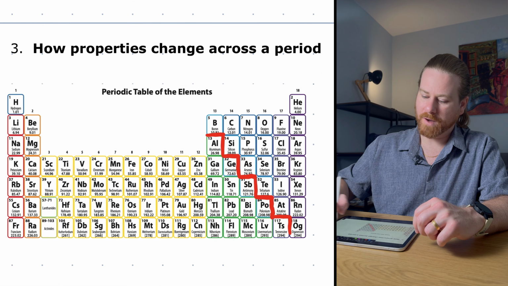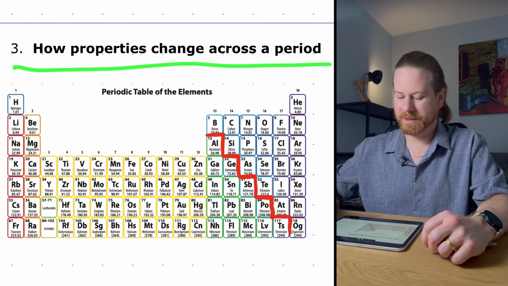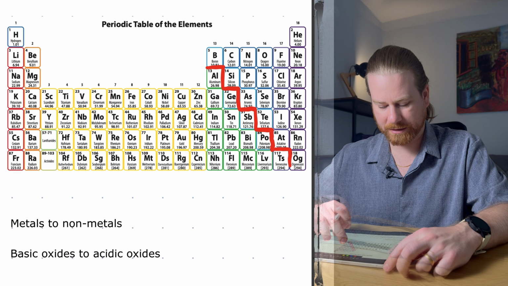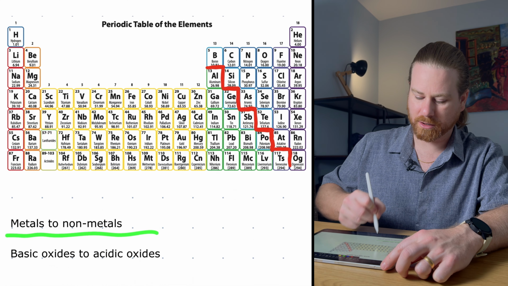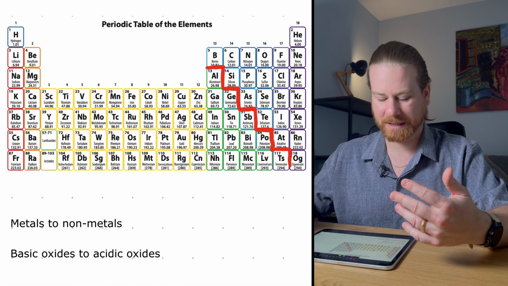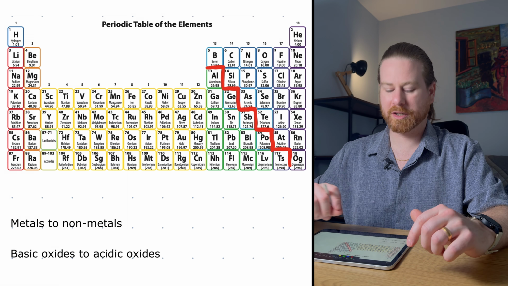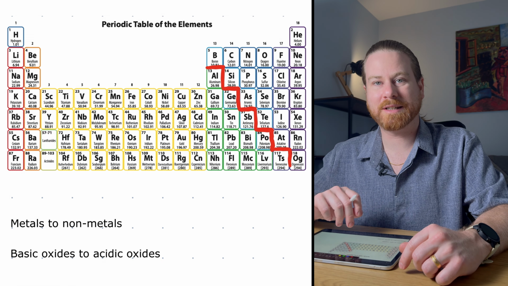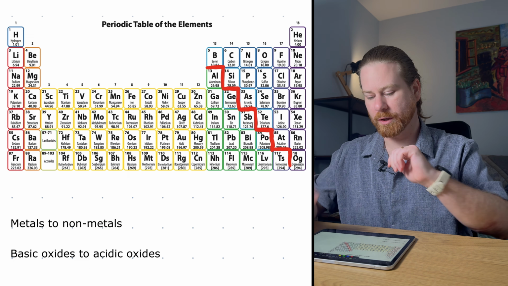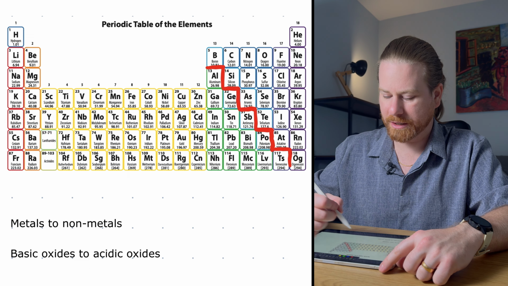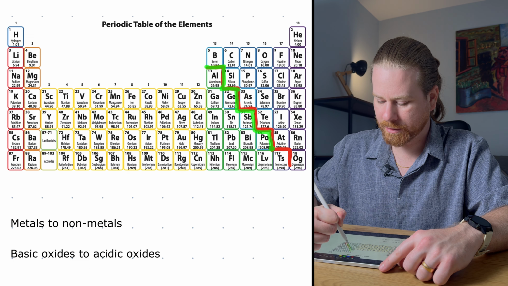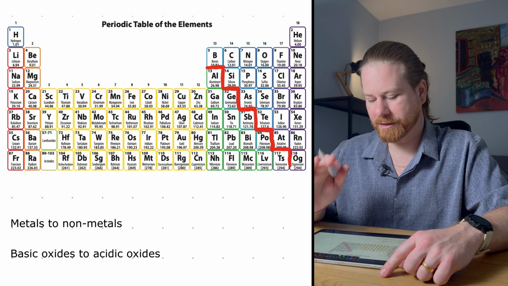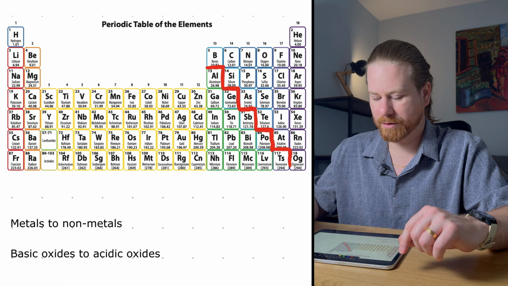Okay, on to our final thing. So how properties change across a period. The two main things that we need to know about are metals to non-metals, so the metallic, non-metallic arrangement of the periodic table, and the basic to acidic oxide properties as well. So I've already drawn in this handy staircase. This staircase is the divide between the metals and the non-metals.